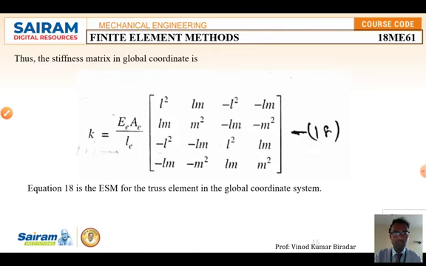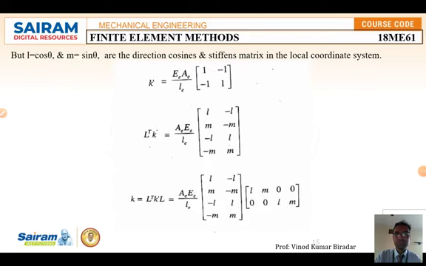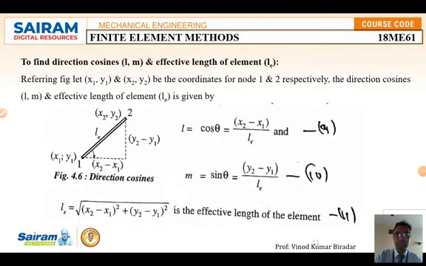I hope you understand this derivation, and this derivation is most important from the point of view of the examination. You have to remember this: l square, lm, lm, m square. And the opposite side you have to put minus signs. Here l square, lm, lm, m square, just put the opposite sign, the minus sign. So this is the derivation of the element stiffness matrix for the truss element.